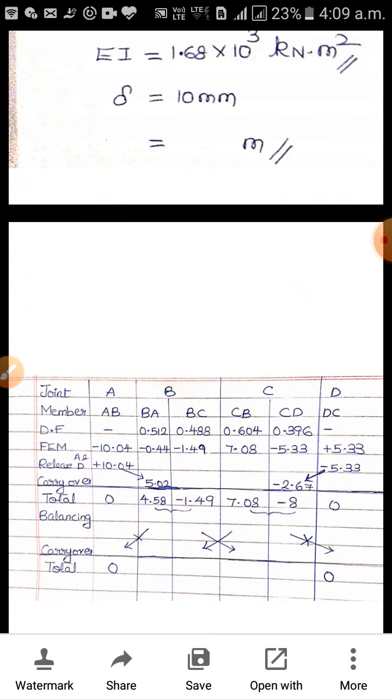So again you have a total. After totaling you see AB has become 0. So the hinged end has become 0. We have made it 0. And D also, DC has become 0. Okay, the others we just total. So these are the final values.